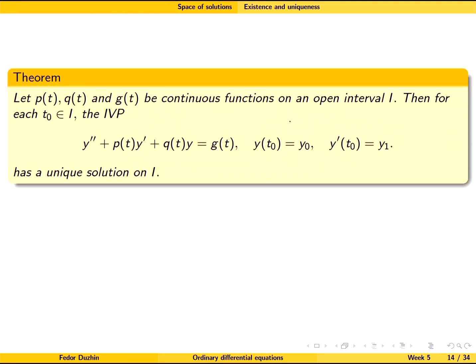And here is the theorem about existence and uniqueness of solutions. If we have a linear second order differential equation, and suppose that its coefficients p, q, and g are functions of t continuous on some interval, then this theorem tells us that the initial value problem has a unique solution on the same interval.